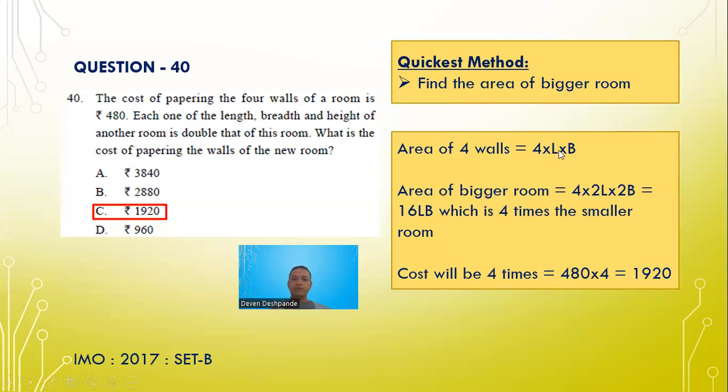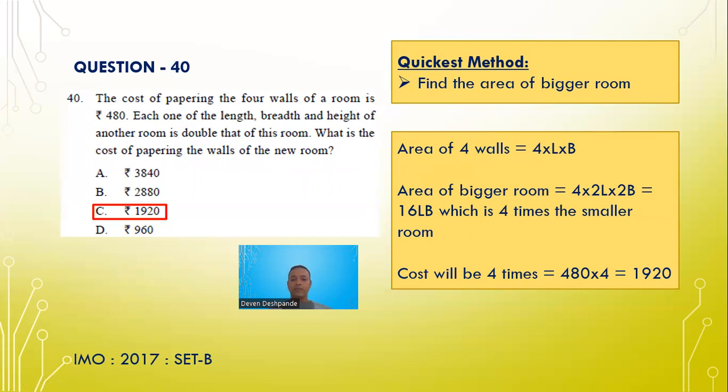The area of the smaller room is 4 LB. So how much is 16 LB bigger than 4 LB? 4 times. So the area of the bigger room is 4 times the smaller room. So the cost will be 4 times: 480 into 4 is 1920. So option C, 1920, is the answer.